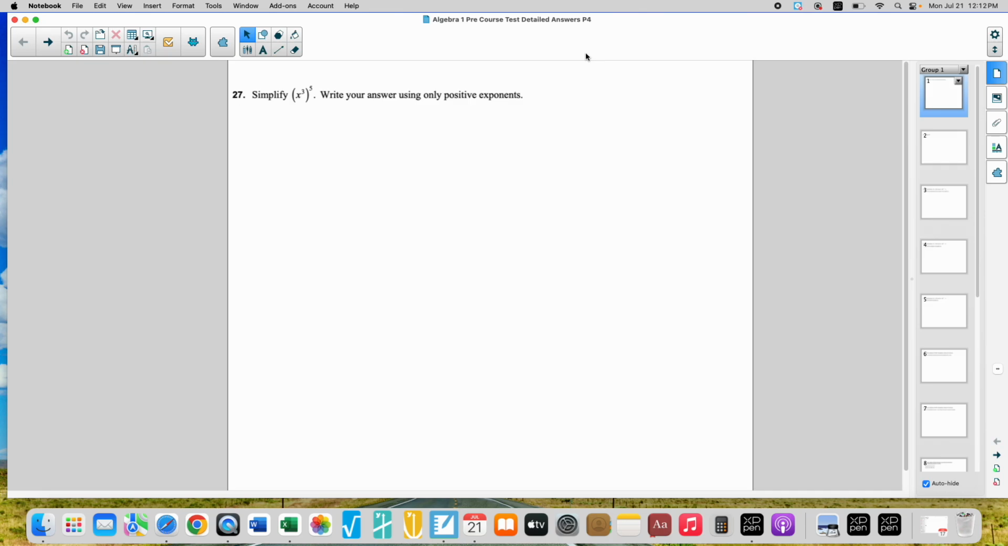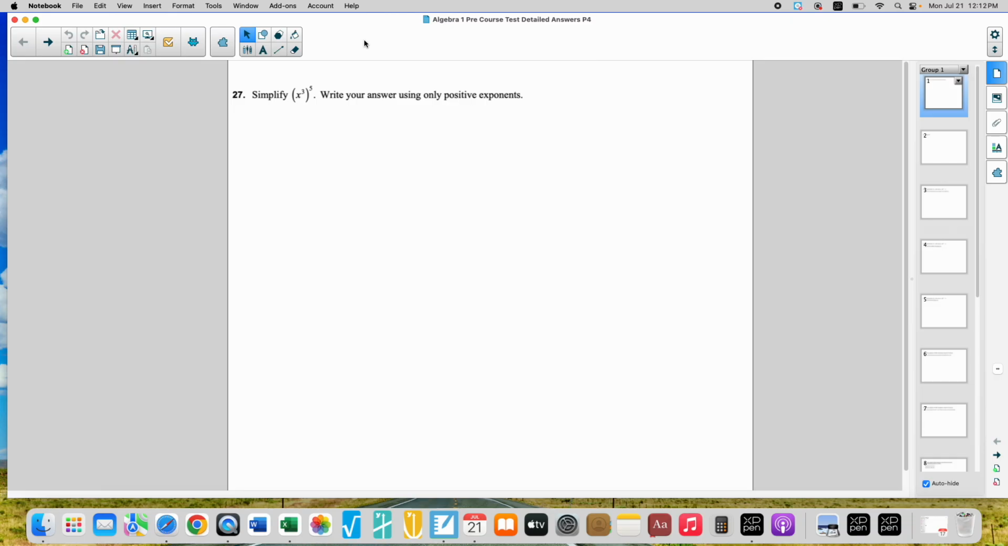This is the Algebra 1 pre-course test. This is page 4, and we're going to do 13 problems. So a couple more problems on page 4. There are just lots of multiple parts to questions, so it's a little bit more in depth today.